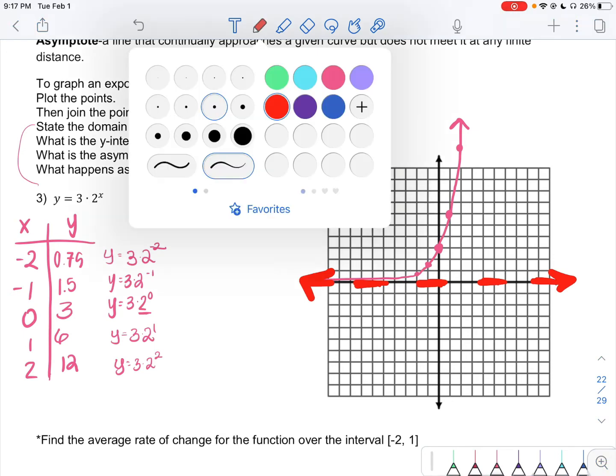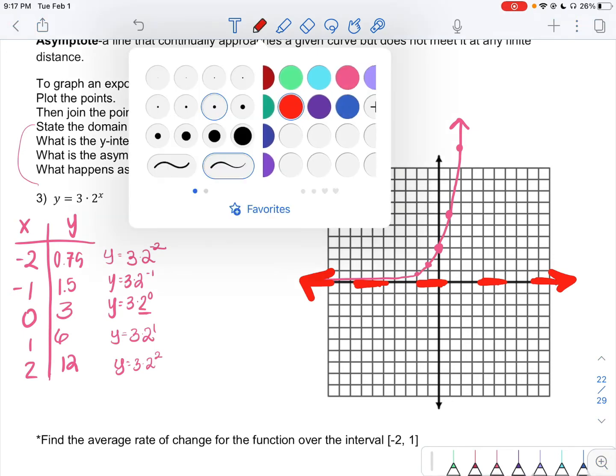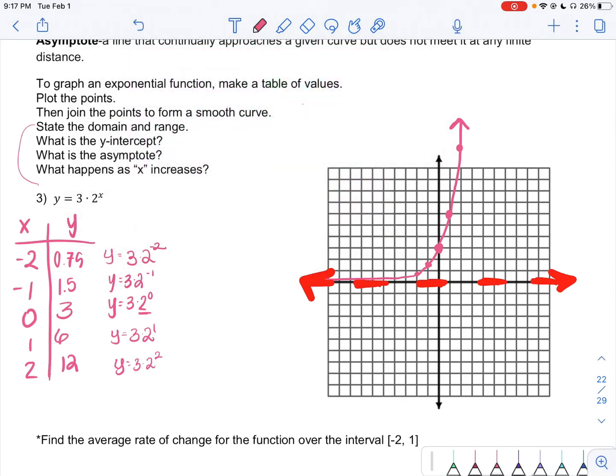Now, remember horizontal lines. If you have a horizontal line, your y value is never changing. So the equation for this line is y equals 0. So the asymptote is y equals 0. And again, for every exponential this unit, your asymptote will be y equals 0.